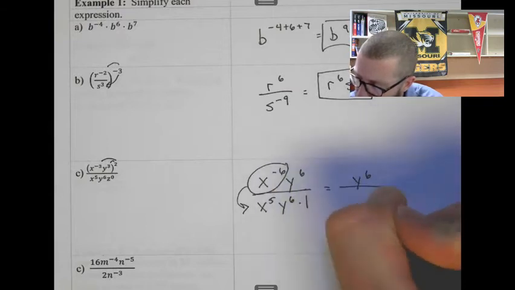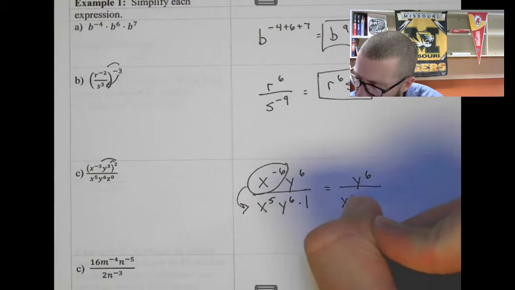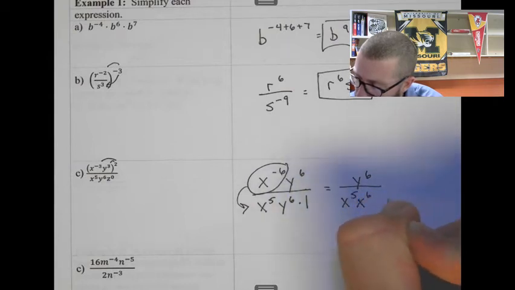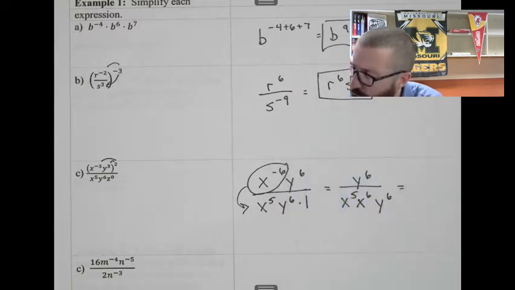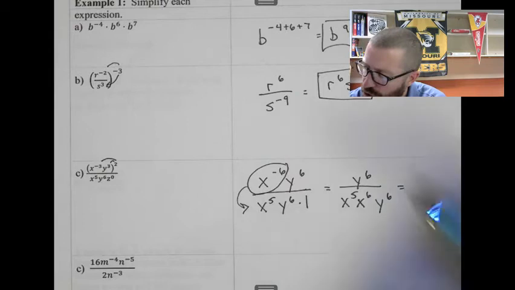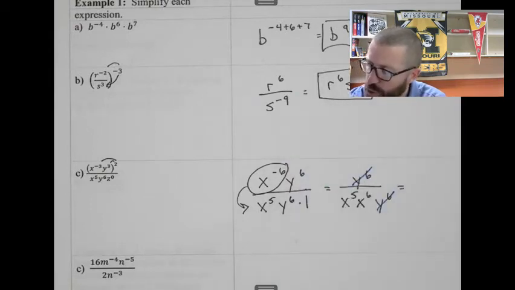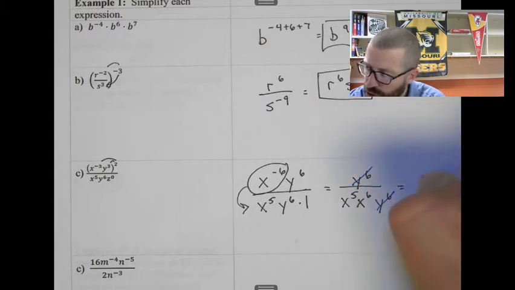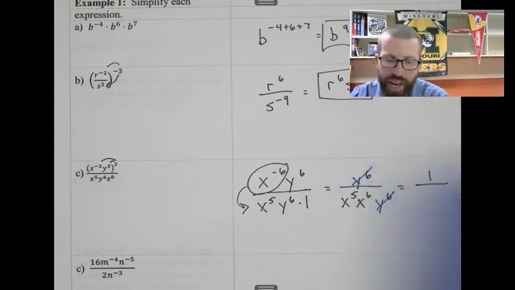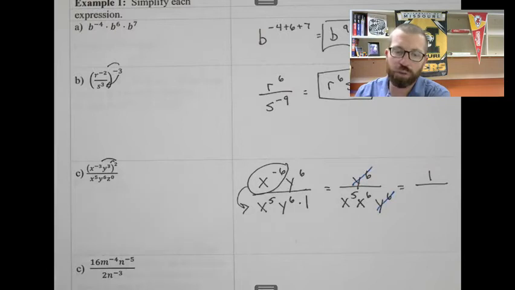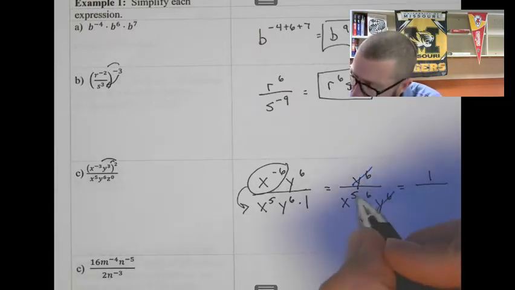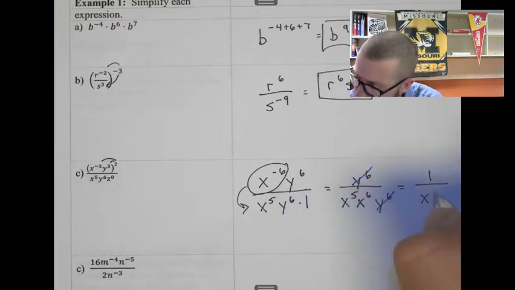So that's y to the 6th, and then x to the 5th, x to the 6th from the top, and then y to the 6th. So these guys here, this y to the 6, y to the 6, they will just essentially cancel or divide, or 6 minus 6 is 0. So there's nothing left on top, but there's a 1 there. You got to have the 1 for a placeholder. And then you can add those exponents to get x to the 11th.